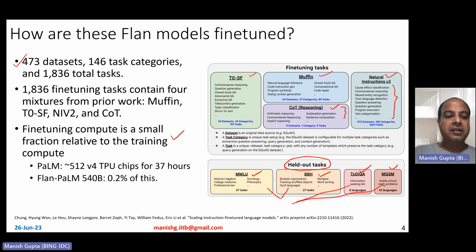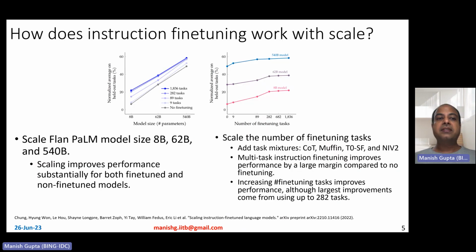Just for a comparison, PaLM basically took about 512 V4 TPU chips for 37 hours, while fine-tuning Flan PaLM, 540 billion Flan PaLM from the PaLM model essentially takes 0.2% of this compute power. So it's pretty efficient in that sense. Now, how do the results look like? So how does instruction fine-tuning work with scale?